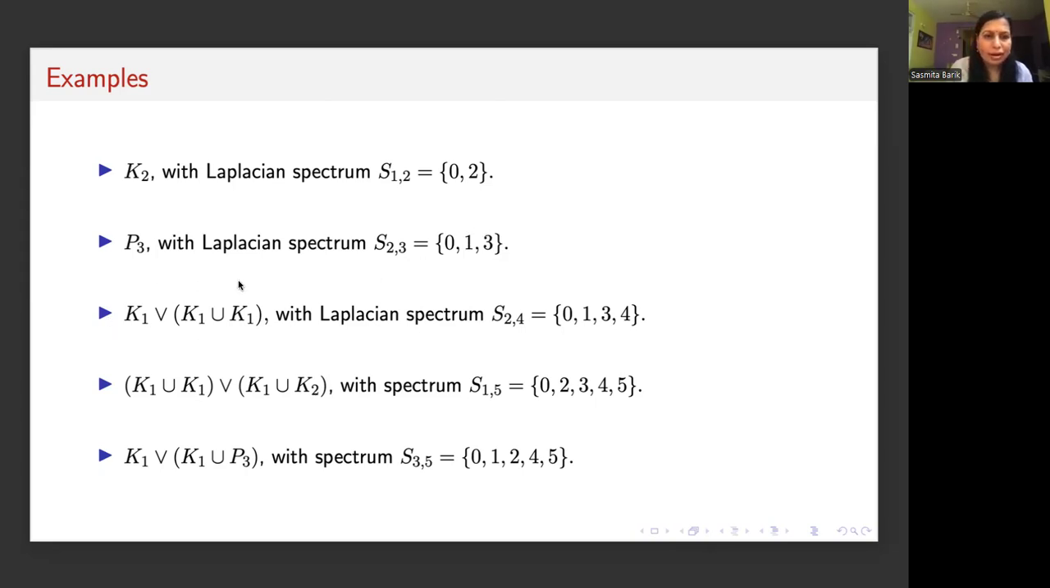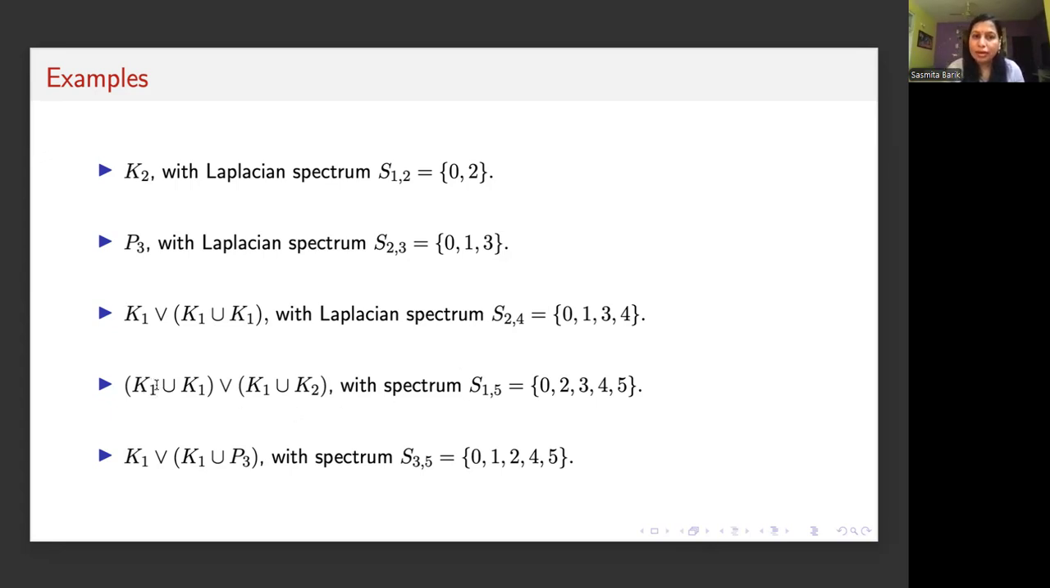And this is a graph on 4 vertices. I think here someone wrote K2; this is a typo. So you can look for which graph has this eigenvalue. This has again one graph, with spectrum 0, 1, 3, 4. Here 2 is missing, so this is S_{2,4} that it is taking.